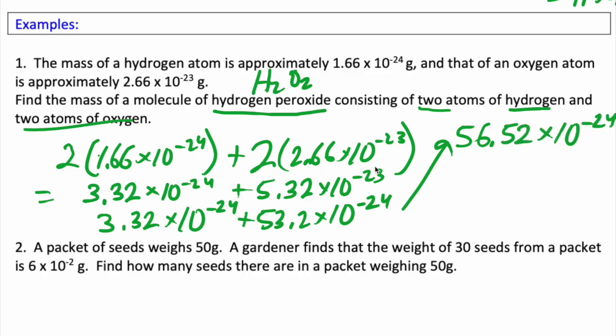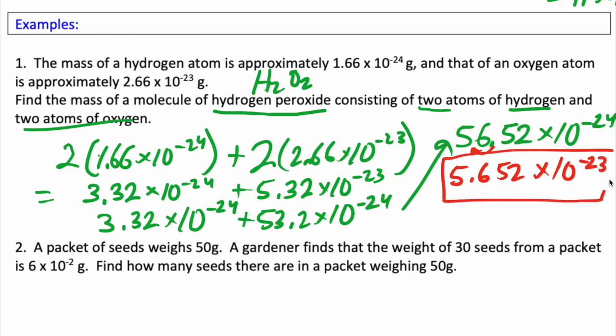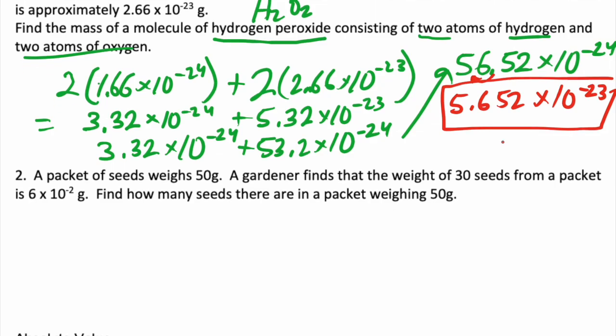Maybe I should have made them both 23 and I get the answer right away, because this needs to move one decimal place. So it's 5.652. This became smaller, then this must be bigger. And we get, this is the mass of one hydrogen peroxide molecule. So you do this kind of stuff in chemistry all the time.